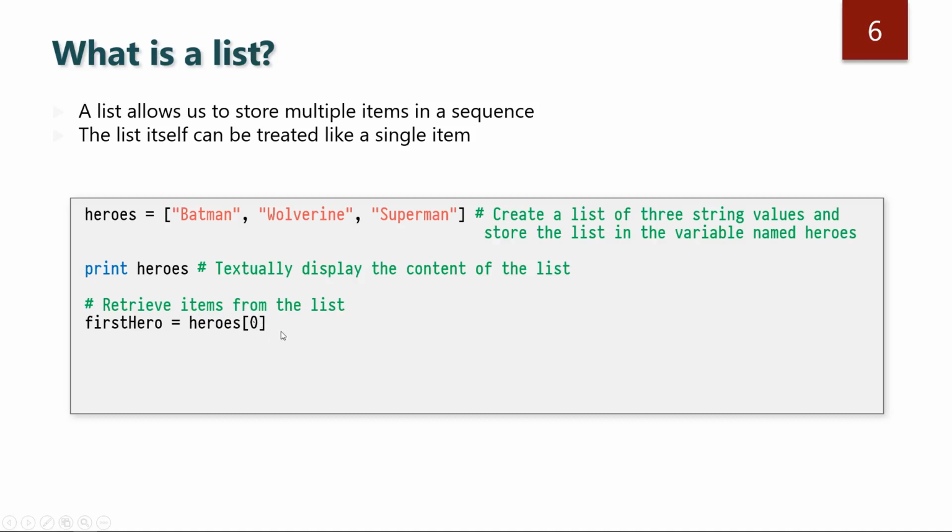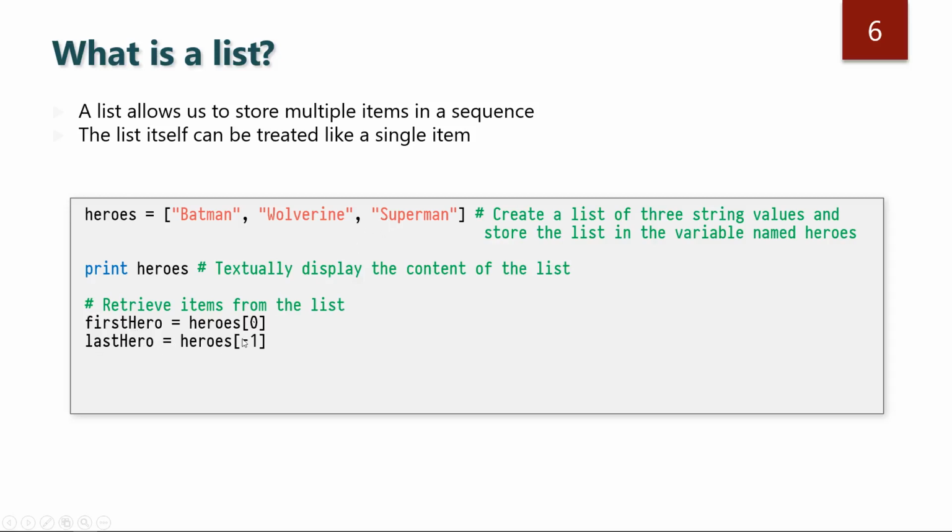Which is a piece of text, right? The text Batman, and we store the text in the variable first hero. If you print first hero, you will see Batman. So this part retrieves the value, but we store the value in a new variable. Again, distinguish between the value or data and a variable.